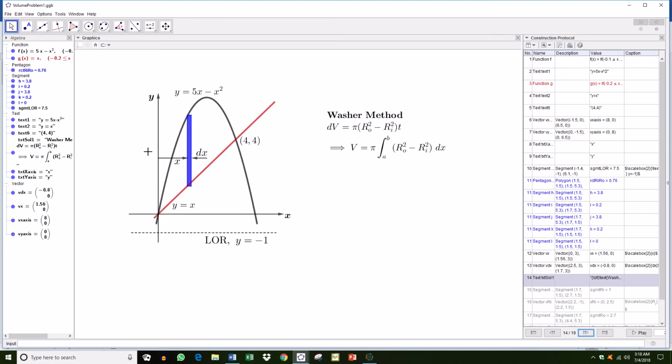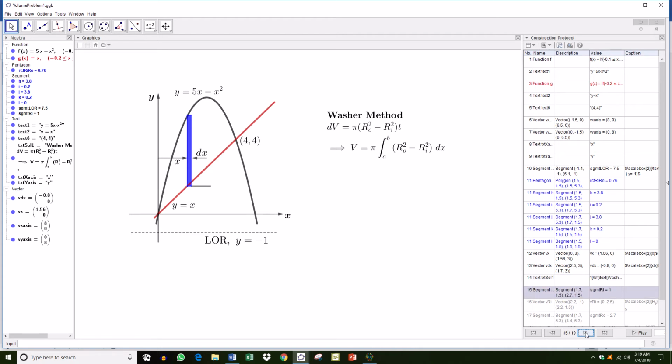When you integrate dV, you would get V. When you integrate dV from A to B, you get the volume enclosed from x equals A to x equals B. As simple as that. So the key is to recognize that since the rectangle is perpendicular to the line of revolution, we have a washer. And immediately the formula for the washer's volume is pi times R_O squared minus R_I squared times t. And now, what are R_O and R_I? If we identify that, we are in business.